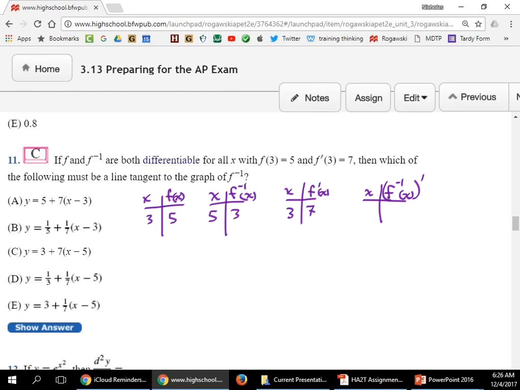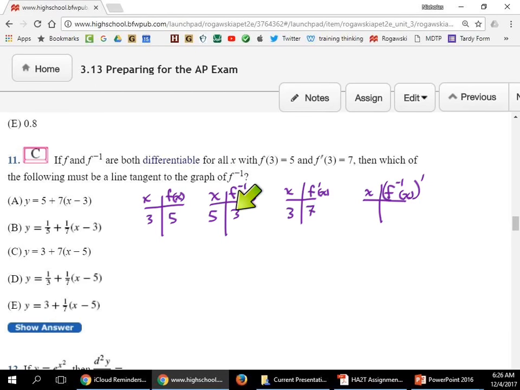But there is a formula to find f prime of the f inverse. But before we do that, let's talk about this tangent line, because I think there might be something in here that'll help us solve this problem. I don't know. I haven't solved this problem in a very long time. I don't remember how to do it. Line tangent to the graph of f inverse.